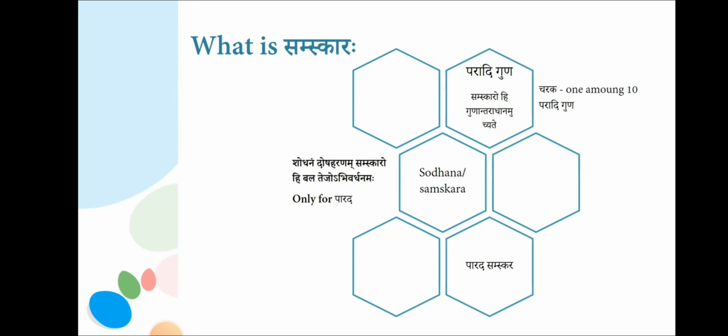And what is the difference between Shodhana and Samskara? "Shodhanam dosha haranam, samskarohi balatejo abhivardhanam." Shodhana is used for removing the physical and chemical blemishes or impurities of a metal, mineral, or any drug. And samskara is balatejo abhivardhanam: it is used to increase the potency. By doing samskaras we can remove the impurities, but it will also potentiate the drug. That is the difference between Shodhana and Samskara.